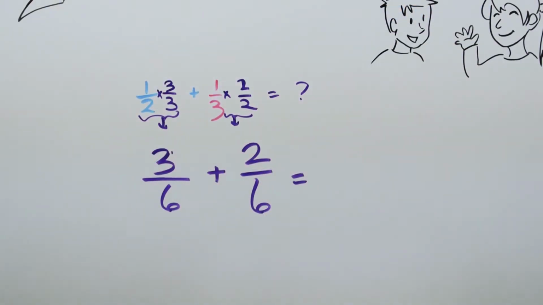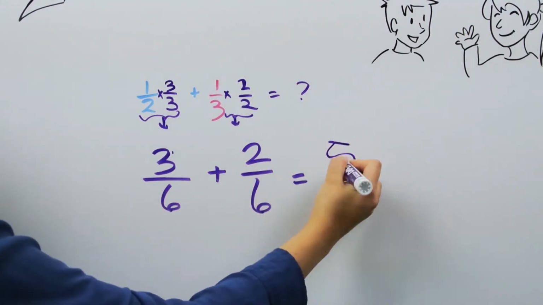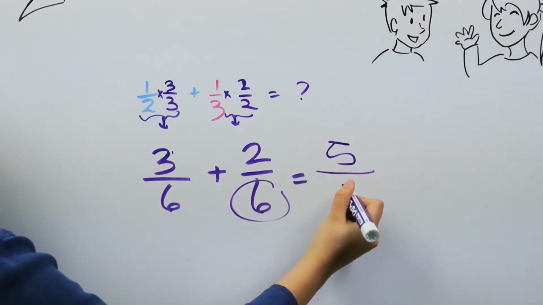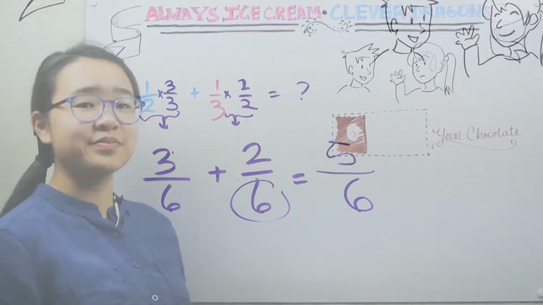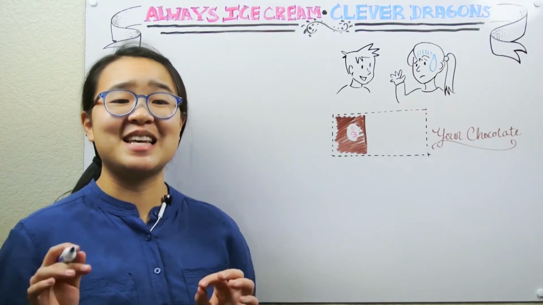After that, just as in our first example, we add the numerators, the top numbers, and keep the denominator to give us 5/6. For subtraction, it's the same idea.